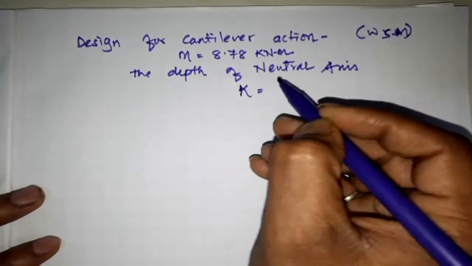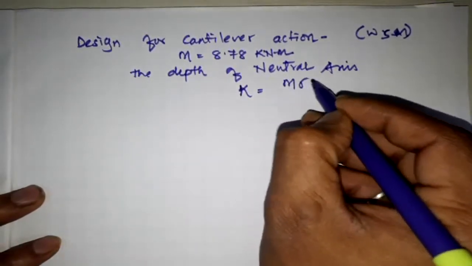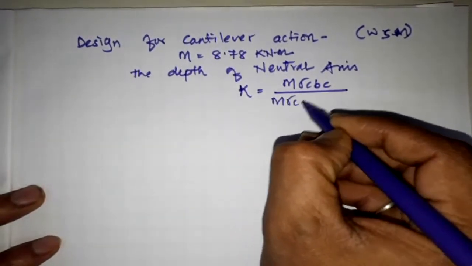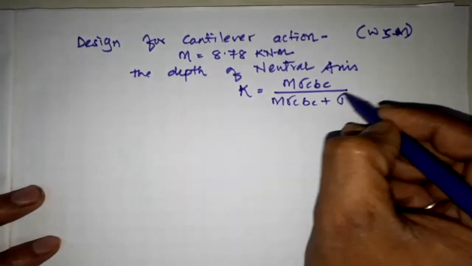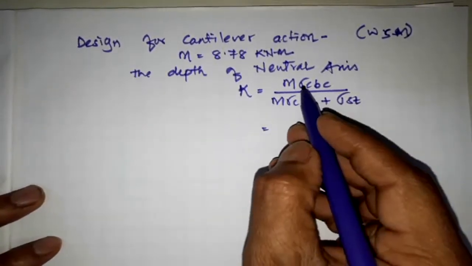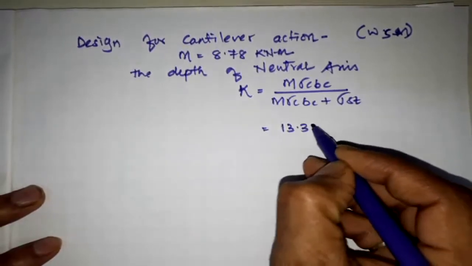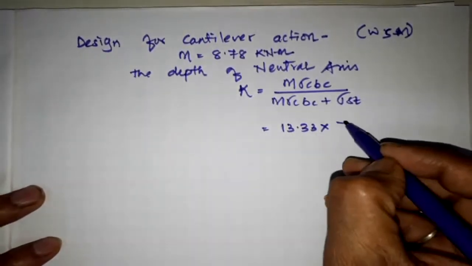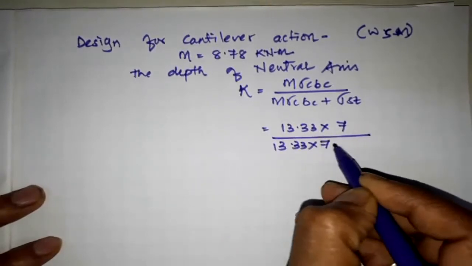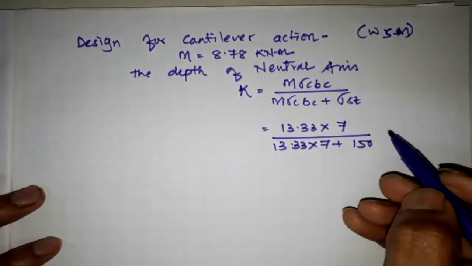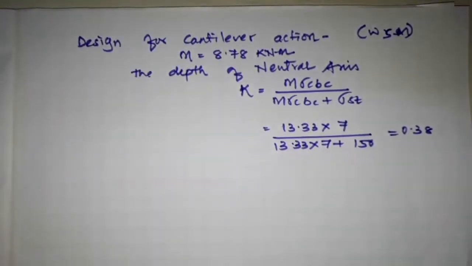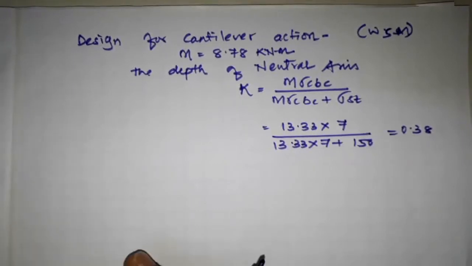K is equal to M into sigma CBC divided by M into sigma CBC plus sigma ST. So M is 13.33, sigma CBC is 7, divided by 13.33 into 7 plus 150. So we get K is equal to 0.38.